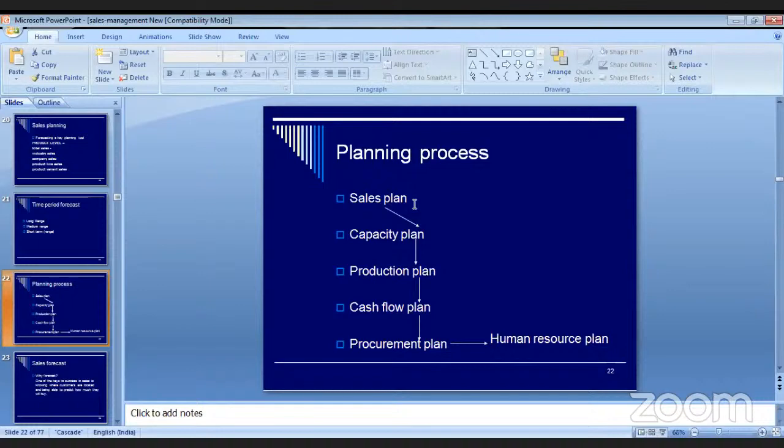Again I am citing the planning process: sales plan, capacity plan, production plan, cash flow plan, procurement. Sales plan: I have planned to sell the product in Bhubaneswar and Cuttack. Capacity plan: whether I have the capacity, whether my production is coming out to that extent or not.